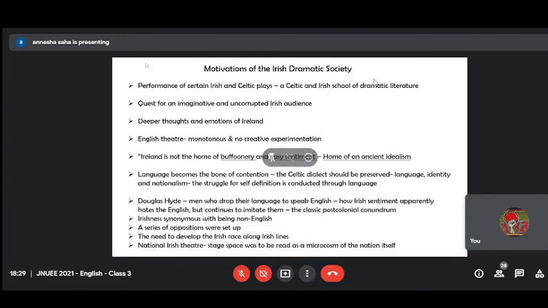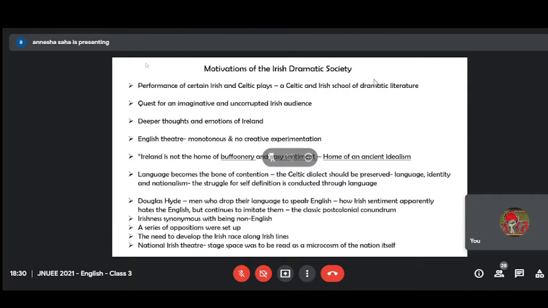And what would be the subject matter of these plays? The subject matter would of course be the ancient imaginative ideas of Ireland, the Celtic mythology and folklore. These would be the ideas they would focus on in their new Irish plays. And this is a very important quotation from Lady Gregory's tract. She says that Ireland is not the home of buffoonery and easy sentiment. It is in fact the home of an ancient idealism.